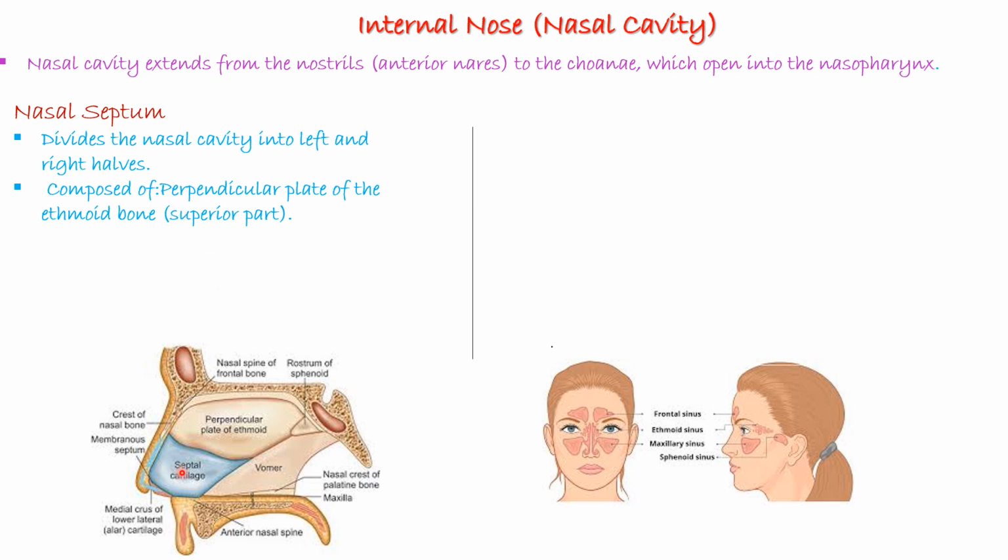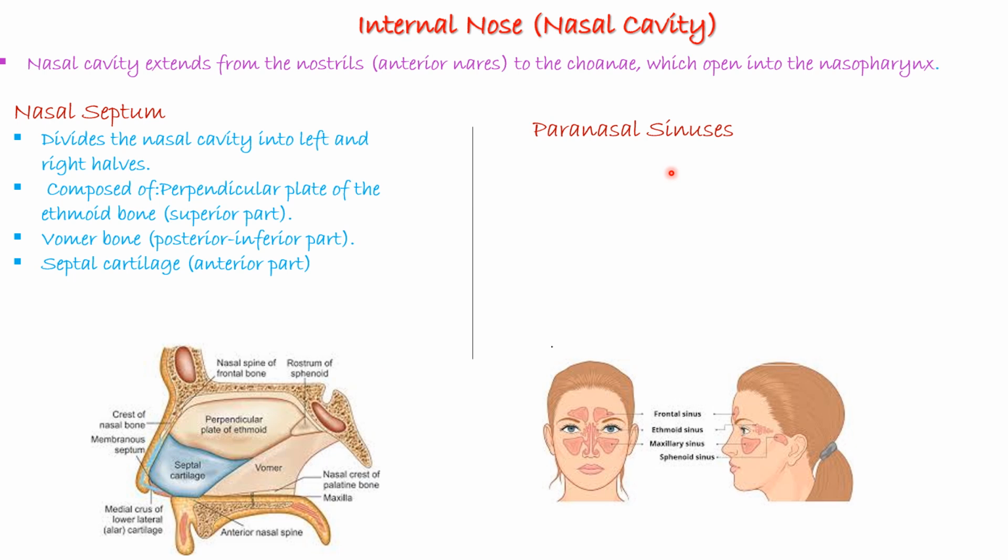And the cartilage part is the septal cartilage, which I've talked about, and the bony part is the perpendicular plate of the ethmoid and the vomer bone. So we have the perpendicular plate of the ethmoid, that's the superior part, as we have seen here, and then we have the vomer part, that is the posterior inferior part, and then we have the septal cartilage, which is the anterior part.